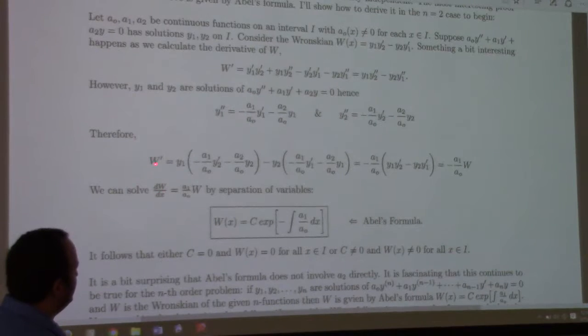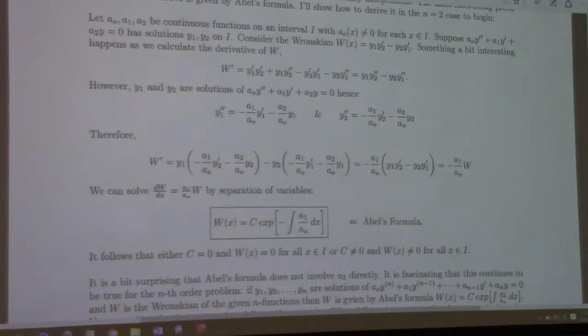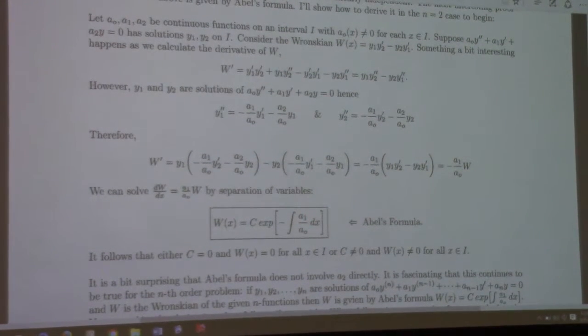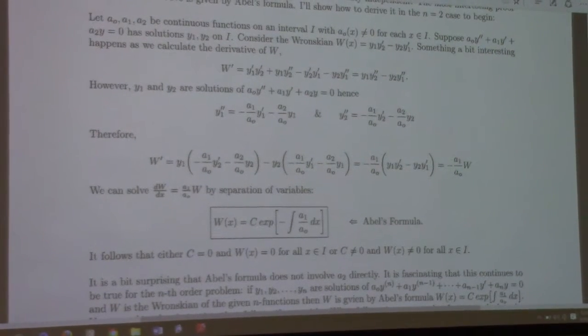So w prime is equal to, I'm missing a minus here, guys. Come on, minus, minus, minus, minus here, minus here. It came back here, check it out. So integrate both sides, use separation of variables, and this gets you that the Wronskian is equal to some constant times the exponential of the integral of the ratio of the first coefficient function to the zeroth coefficient function. That makes sense because we assumed the zeroth coefficient function was non-zero on the whole interval. If it wasn't, we'd be in trouble. But that is Abel's formula.